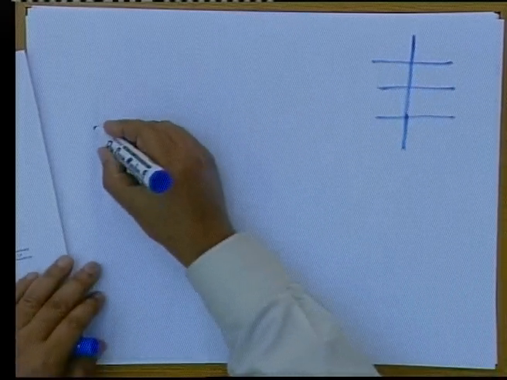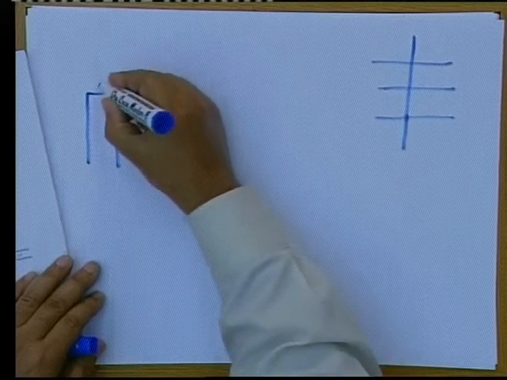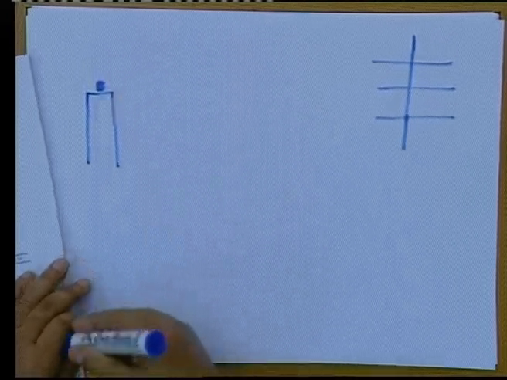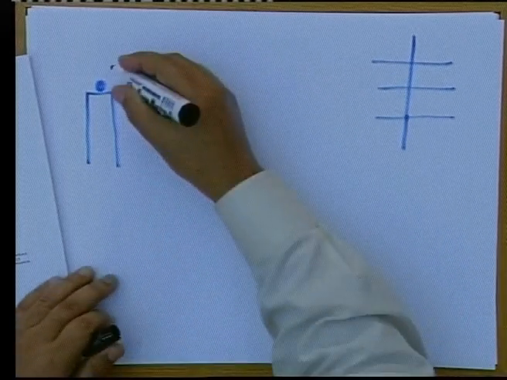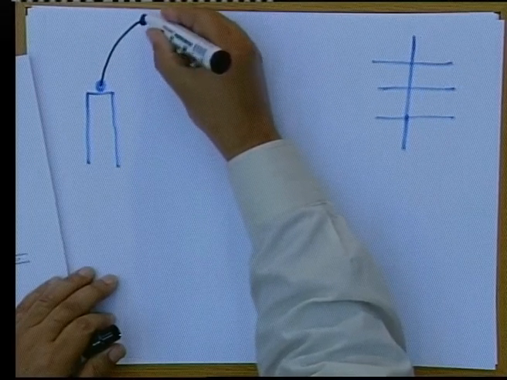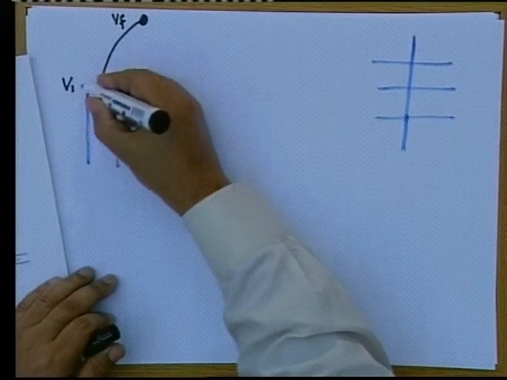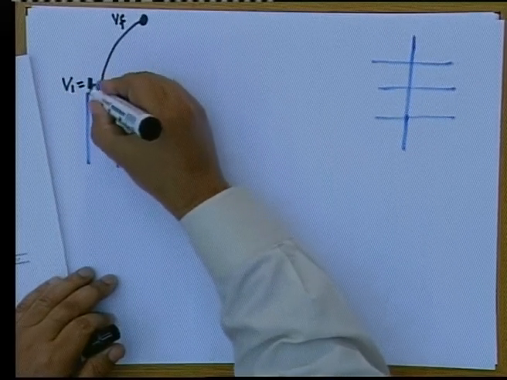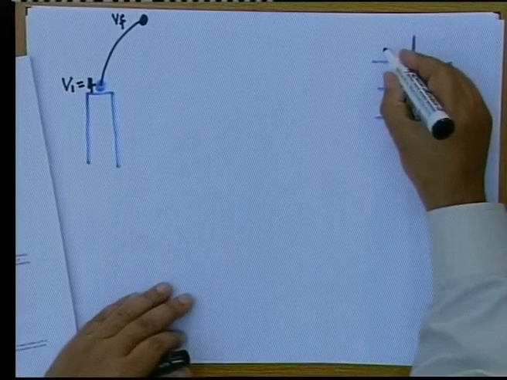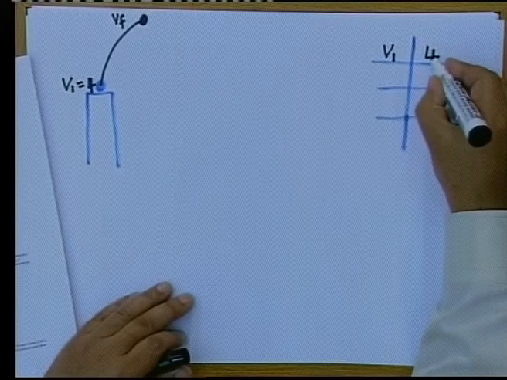First of all, I'm reading it aloud again. Marshall stands on a platform and kicks a soccer ball. So, let me just draw the platform quickly for you. There's the platform, and he kicks the soccer ball. Assume this is my soccer ball there, and he kicks it upwards. So, at the top, that is my final velocity, and here is my initial velocity, and my initial velocity is 4 meters per second. So, I write it in.